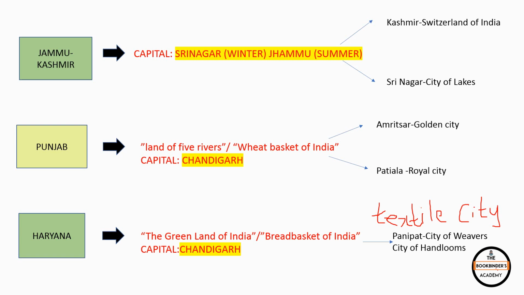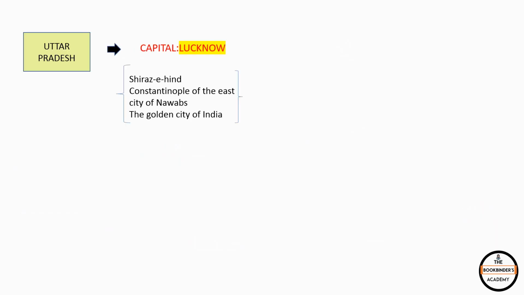So now let's move on to the next state, Uttar Pradesh. Uttar Pradesh capital is Lucknow. Lucknow is called Shiraz-e-Hind, Constantinople of the East, city of Nawabs, and the golden city of India. Shiraz-e-Hind means Shiraz of India, and there's a story behind this title. Once Firoz Shah Tughlaq, the Delhi Sultan, was resting near the river Gomti, and he saw this vast open area. He decided that he will build a model city there and name it Jaunpur.